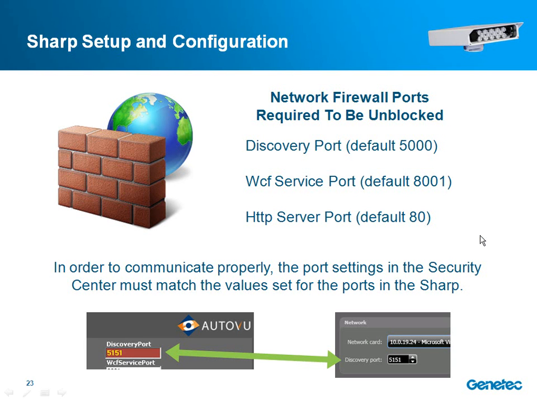One thing to note is that if we have a firewall on the network, we need to make sure the ports that we have set up and specified here are unblocked. You'll really want to pay attention to what those ports are set to, as the Security Center will have to have those ports set to the same values in order to communicate with the Sharp cameras.